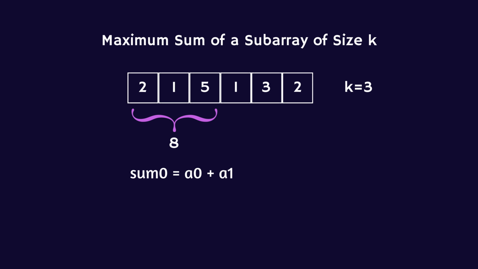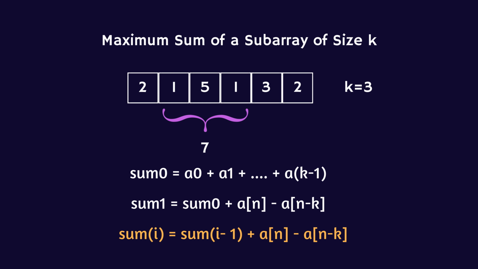But now, with the sliding window technique, we avoid recalculating sums repeatedly. Instead, we calculate the sum of the first k elements, then slide the window one element at a time. So, without calculating the sum for each k elements, we just slide the window. We subtract the first element of the subarray and add the new element to it. So now we remove the 2 and add the 1. So we have a sum of 7, and so on.